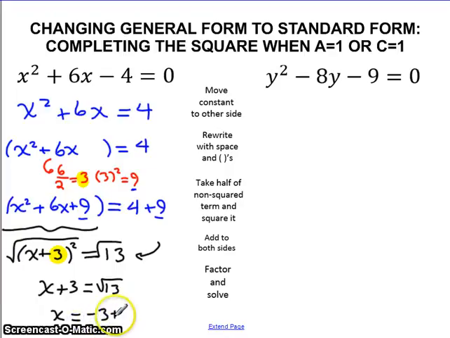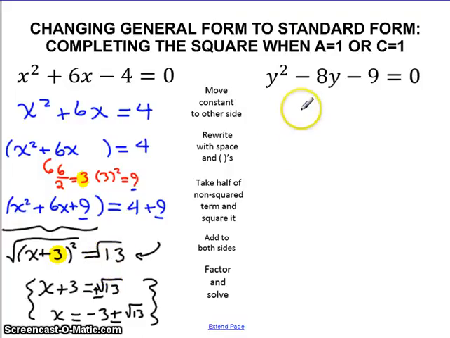And this really is plus or minus square root of 13. And so we would have negative 3 plus square root of 13, negative 3 minus square root of 13. Again, we're not going to really worry about this for what we're doing, but that's the purpose of completing the square. It's also going to help us to get the standard form that we need.